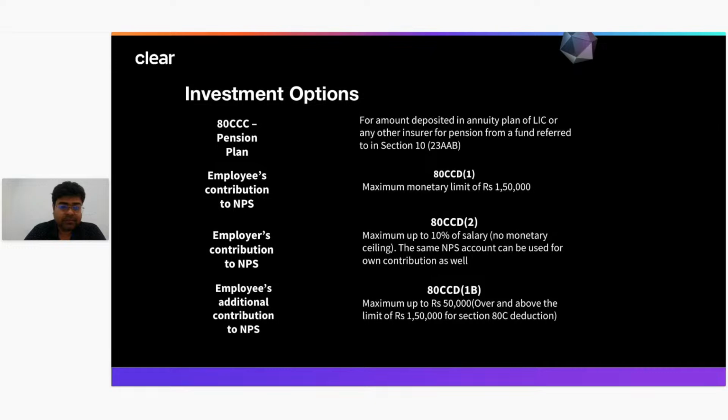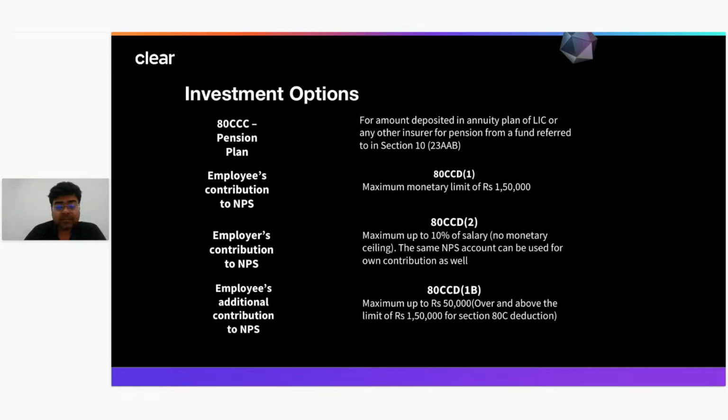Now, there is one particular section, that is 80CCD 1, 2 and 1B, which needs to be understood conjointly. Now, normally, if we are investing in NPS, then the entire amount goes towards 80C deduction. However, if we are investing in NPS along with all other tax saving instruments, then I can take the benefit of investing in NPS over and above the normal deduction limit of 80C.